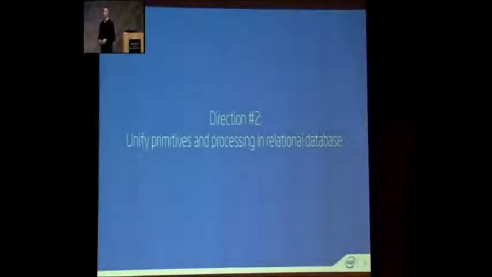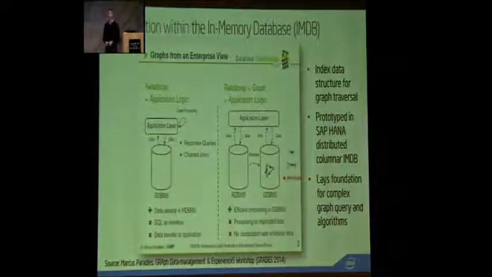All right, so that's direction one. Direction two, we could unify the primitives and processing on a relational database. And you've got to ask the question. The database community is up in arms about the direction that Spark and some of these things are going. They're saying, look, we could do all that in database. Why don't we do that? Well, they're trying really hard to do that.